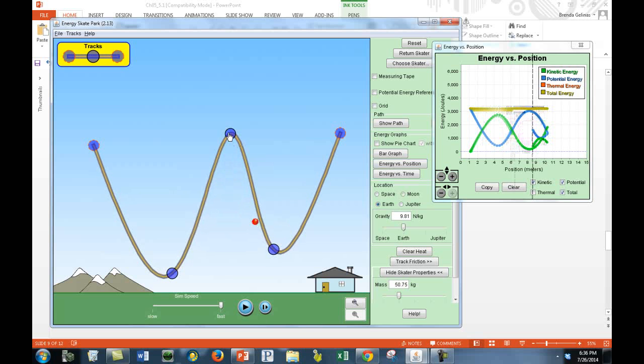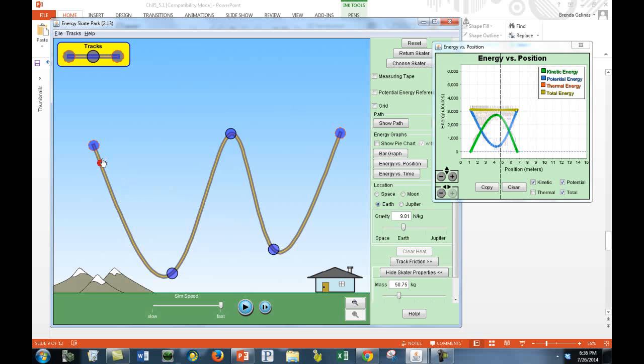Let's see if we move this up a little bit. It's going to happen here. Is it going to make it over? Make a prediction. Let's see. It does not make it over. So why does it not make it over? It's because it does not have enough energy to get up here.